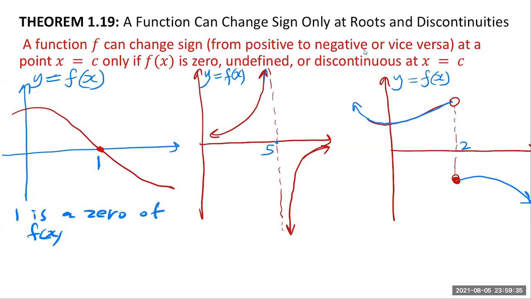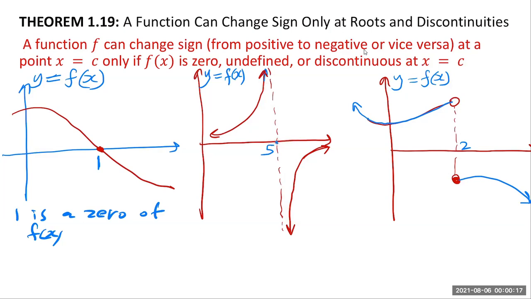Another situation where your function could change the sign is at a point where your function is undefined. Here is an example for that. At x is equal to 5, clearly your function f of x is undefined because you have a vertical asymptote there, right? When your function is undefined, as you can see from the geometry of this picture, again your function changes sign at this point 5. To the left of 5, you have positive y values. When you go to the right of 5, you have negative y values. Your sign changes from positive to negative when you go from left to right at 5.